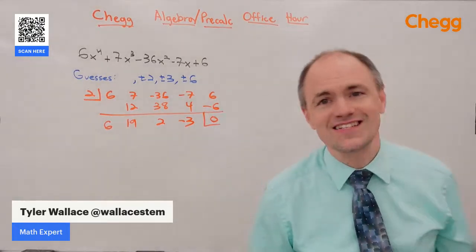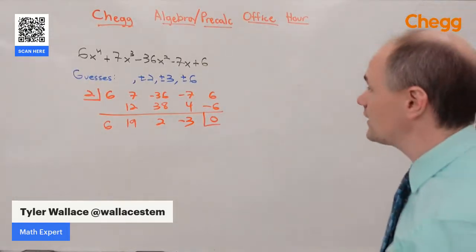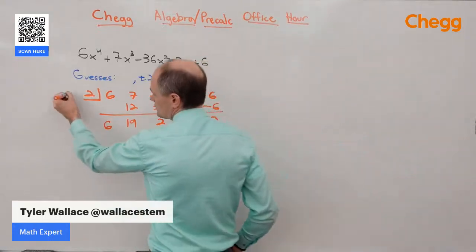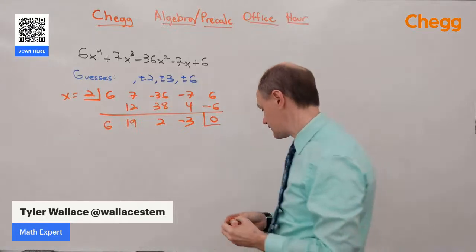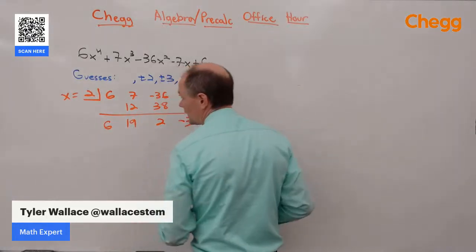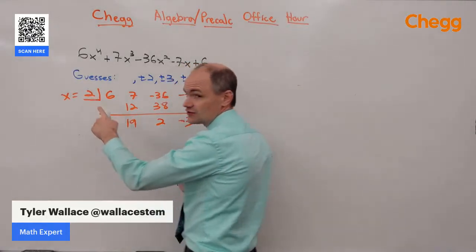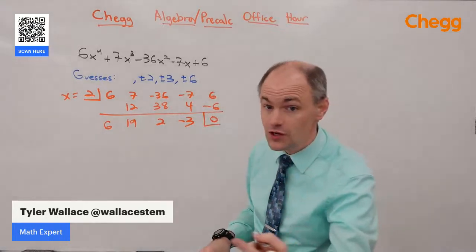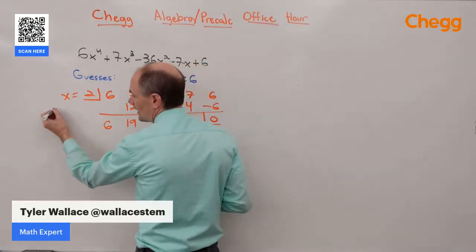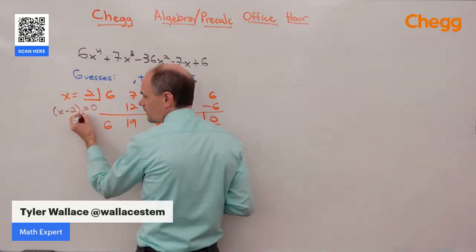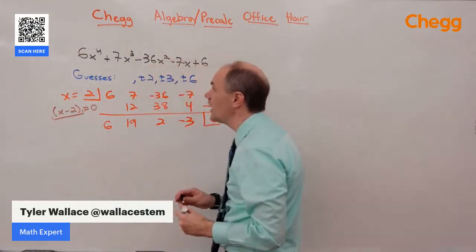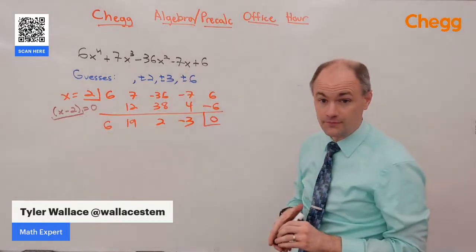We found it. We have found one of our zeros. One of our solutions is that x equals this number up in the corner. So technically what I need to do, though, to make it a factor, factors like to be equal to 0. So if I subtract 2 from both sides, x minus 2 equals 0 is one of the factors of this expression.